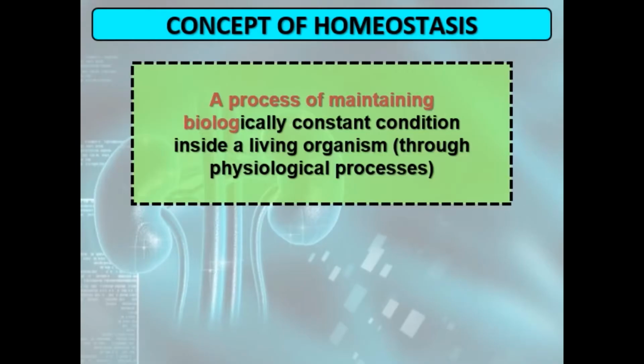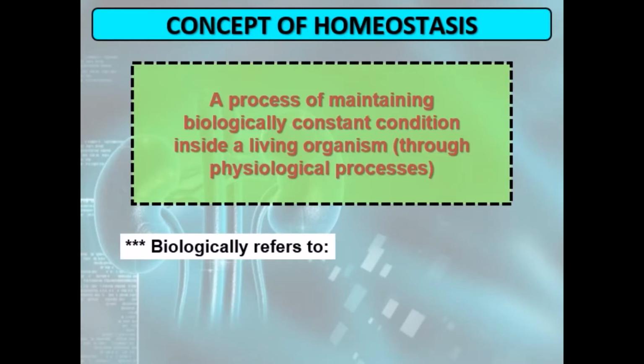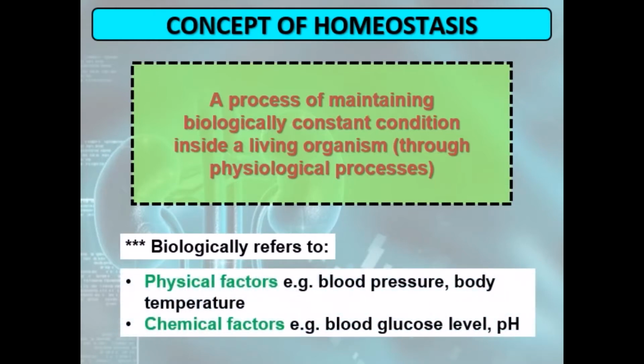Homeostasis is a process of maintaining biologically constant condition inside a living organism through physiological processes. The term biologically refers to, for example, physical factors such as blood pressure and body temperature, or chemical factors such as blood glucose level and pH.